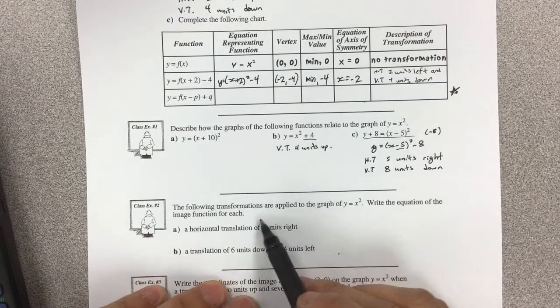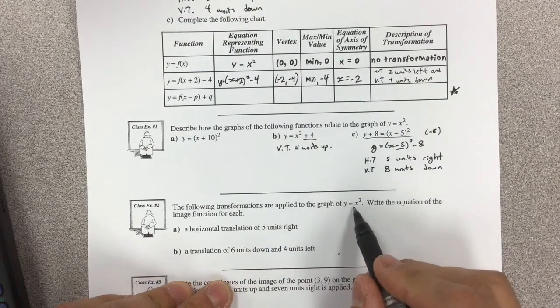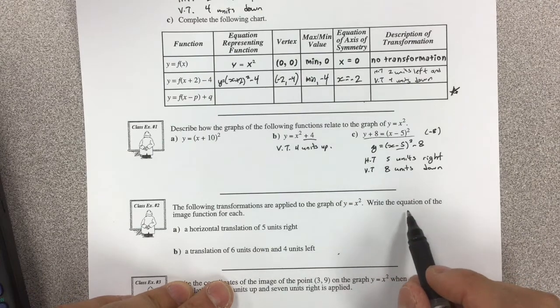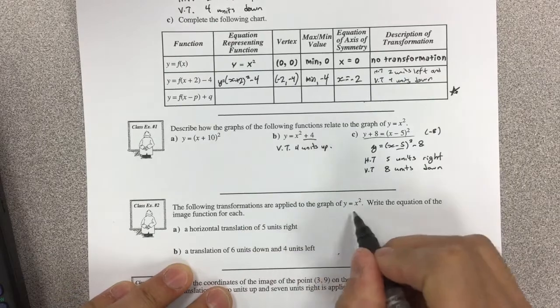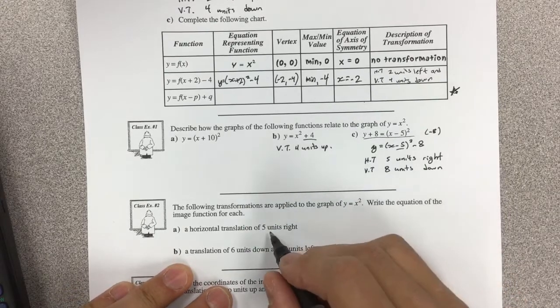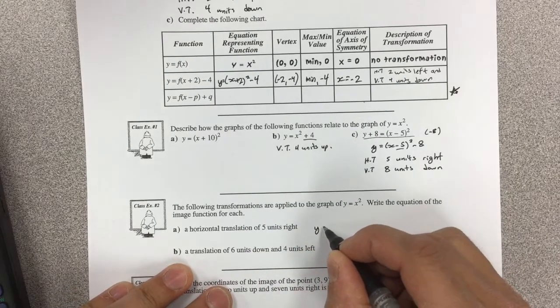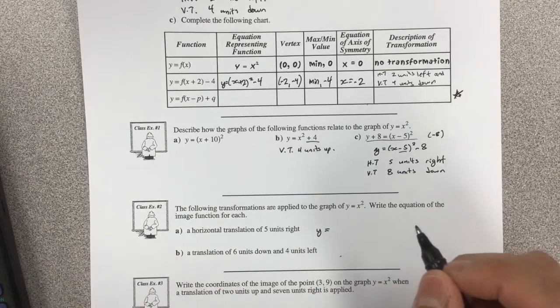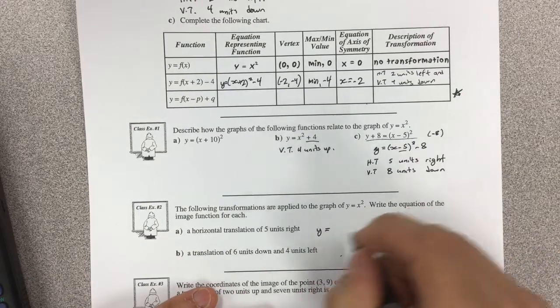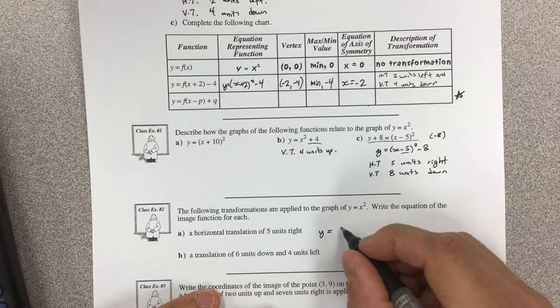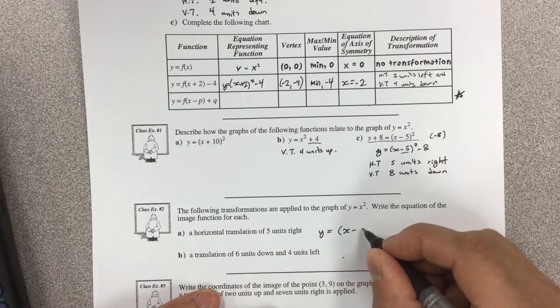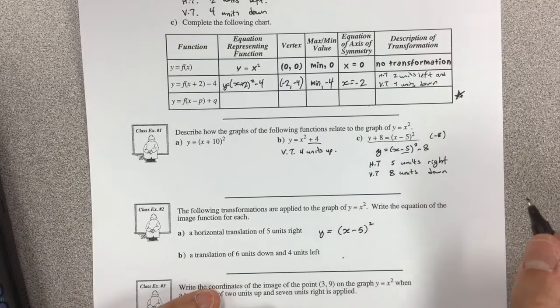Next, the following transformations are applied to the graph of y is equal to x squared. We want to write the equation of the image function for each. So 2 different cases. If we have y equals x squared, 5 units to the right, that means what we're doing, if y is equal to f of x, or y is equal to x squared, then if we're moving that to the right, then this becomes x minus 5 squared.